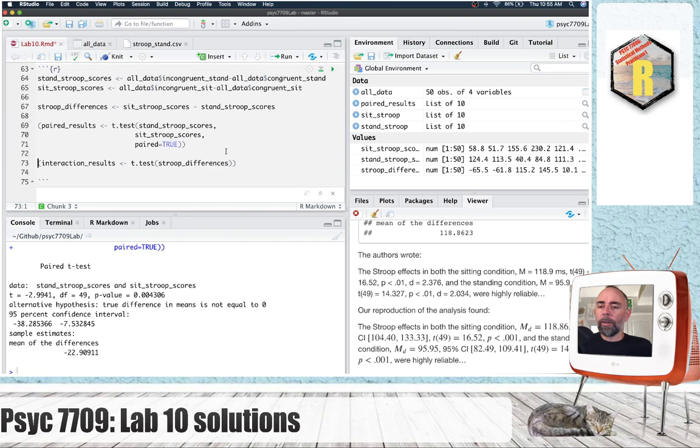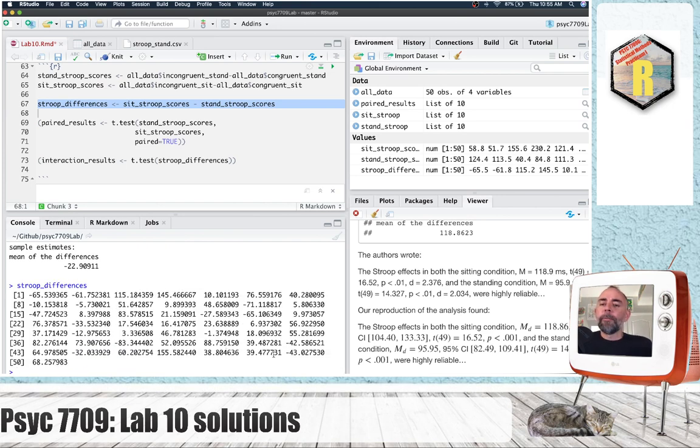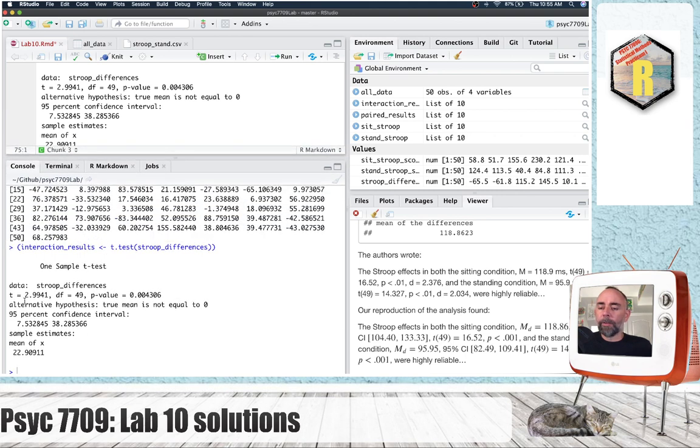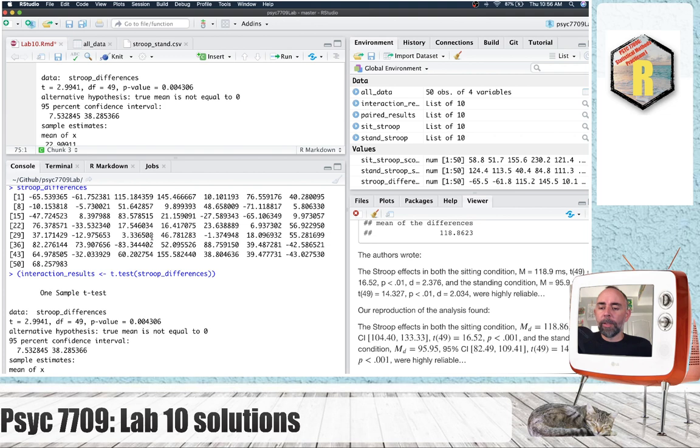Let's also try it this way. So what I'm doing here is a one sample t-test. I've entered in the Stroop differences variable. This is a single vector of, and if there was no difference in the size of the Stroop effect between sitting and standing for each person, on average, these values should be zero. So we're testing that there is a difference that's greater than zero. And we can run that one and find the same value. So the t is 2.99, here it's 2.99. The absolute value is the same, the degrees of freedom is the same, the p-value is the same.